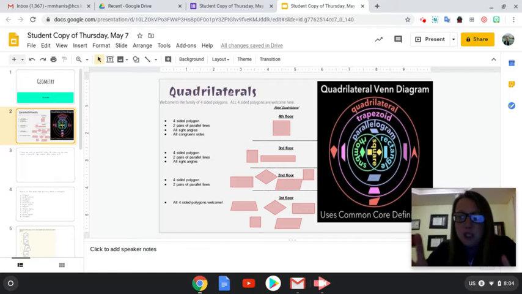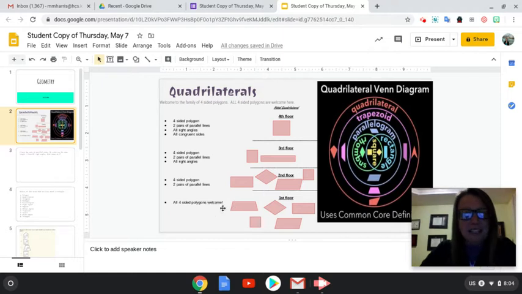So we have two pictures right here. We have our hotel quadrilateral, and then we have a Venn diagram. And I want to use these to talk about quadrilaterals because this is one of the hardest things. When we're talking about square, rectangle, rhombus, trapezoid, parallelogram, those are all quadrilaterals, but they don't have the same name because they have different attributes.